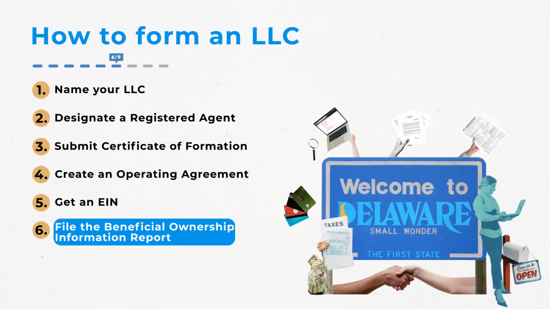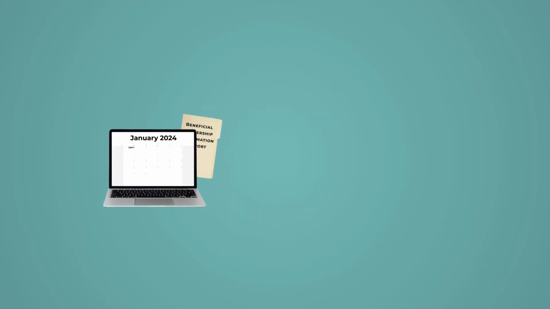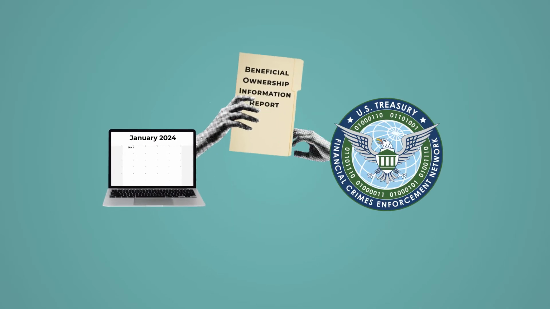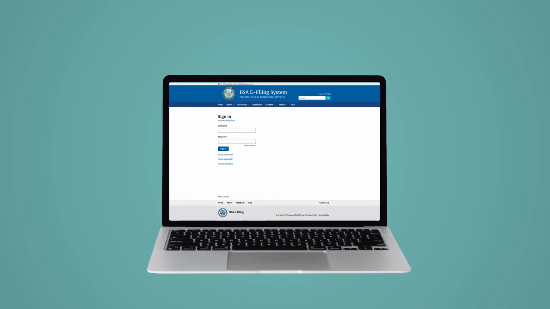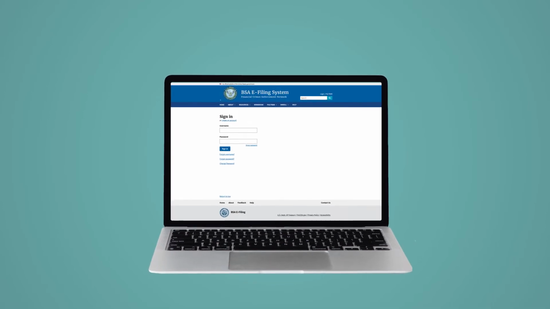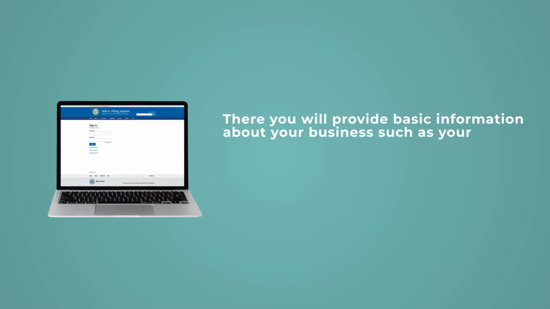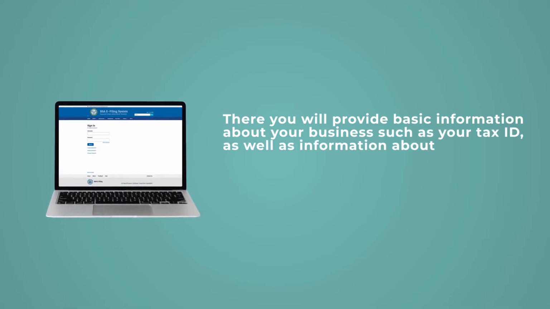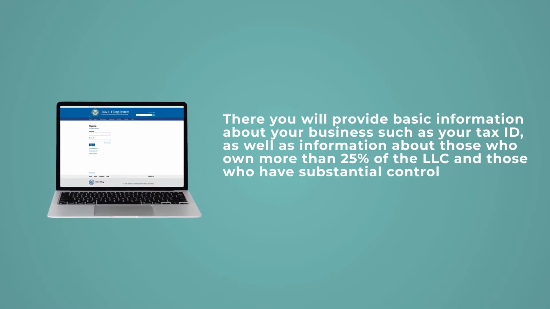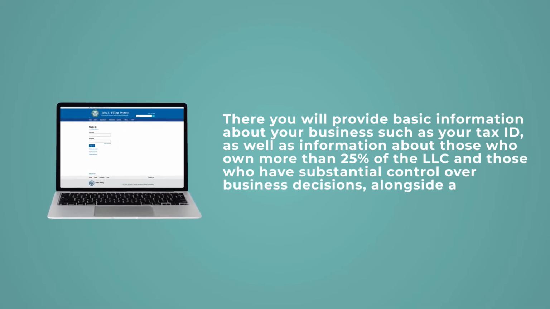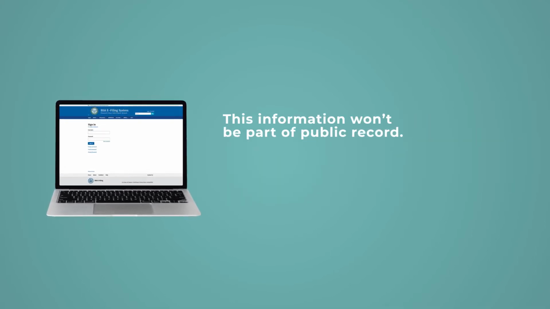Filing the beneficial ownership information report. As of January 1st, 2024, you will need to submit a BOI report to the Financial Crimes Enforcement Network. FinCEN created an online portal called the Beneficial Ownership Secure System to upload your information. There, you'll provide basic information about your business, such as your tax ID, as well as information about those who own more than 25% of the LLC and those who have substantial control over business decisions, alongside a copy of a government-issued photo ID. This information won't be part of public record.